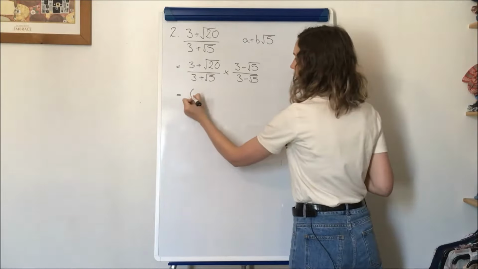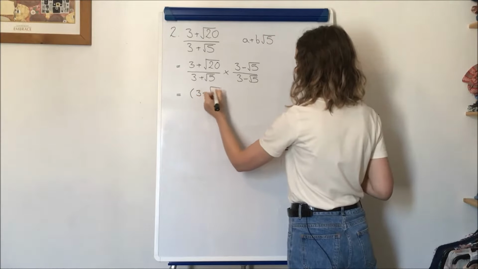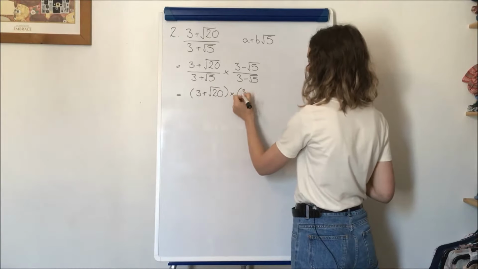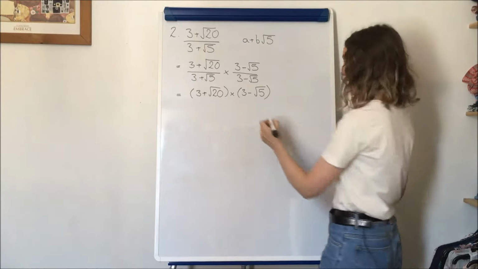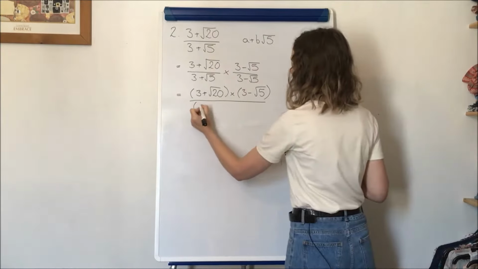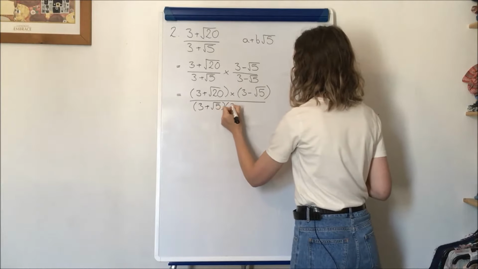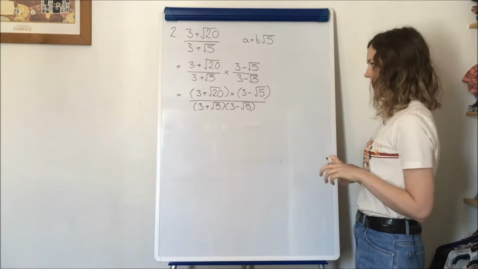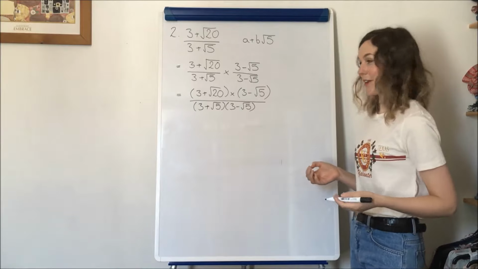So on the top, we're going to have 3 plus root 20 times 3 minus root 5. And on the bottom, we've got 3 plus root 5 times 3 minus root 5. I don't know why I put a times there and not there. Obviously, you can do either.